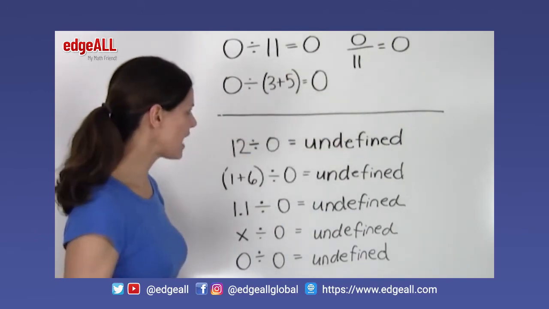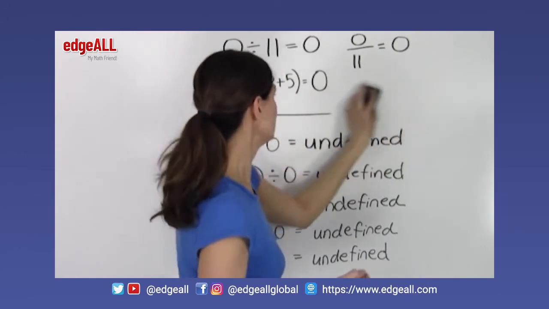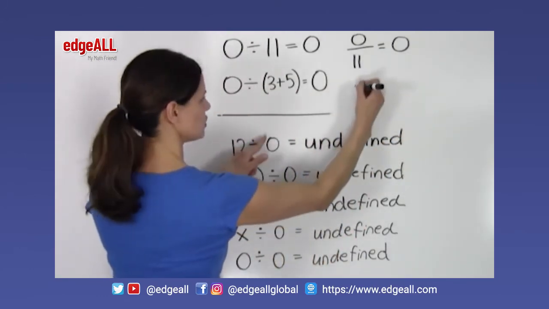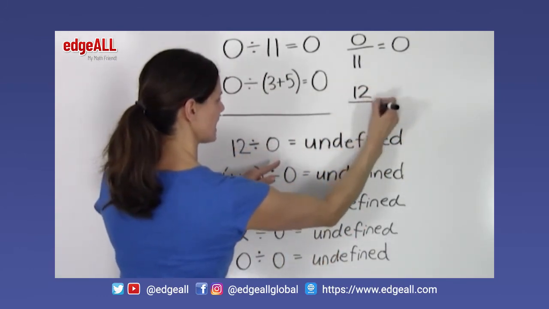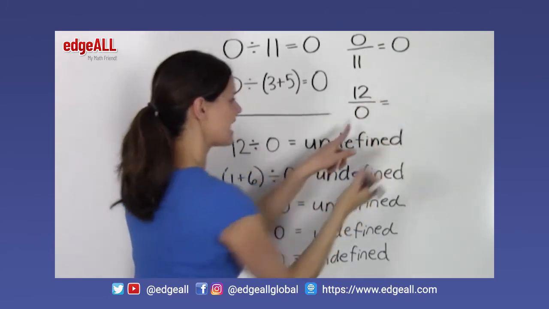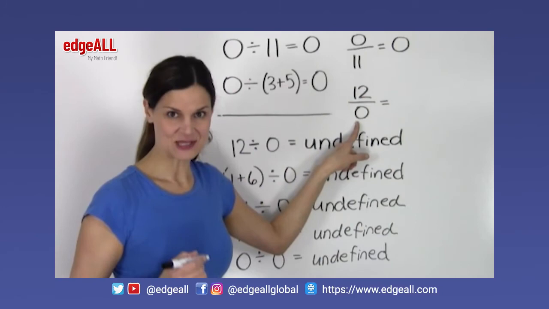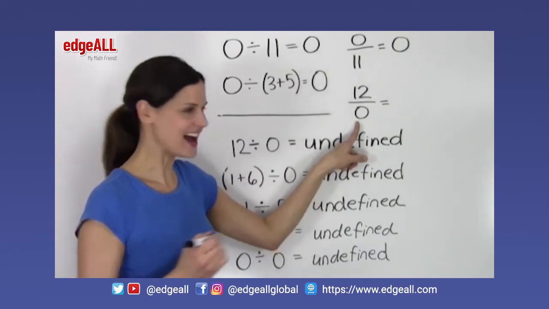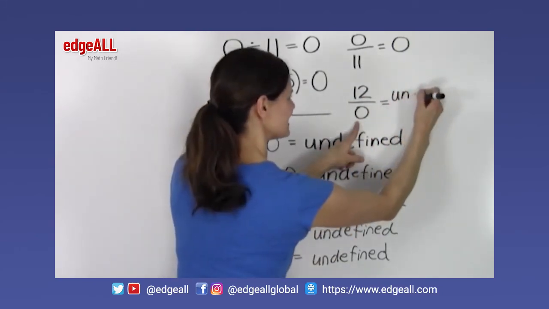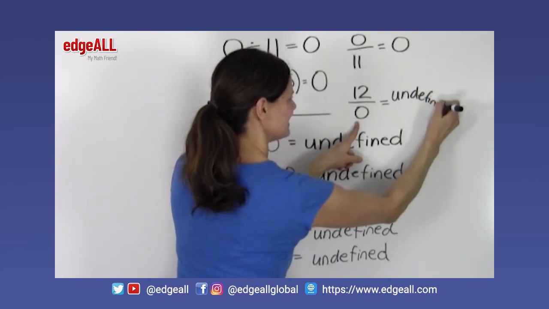But if I'm writing a number like one of these, like 12 divided by 0 equals, if the 0 is in my denominator, that's when my answer is undefined. So in this case, I would say undefined.